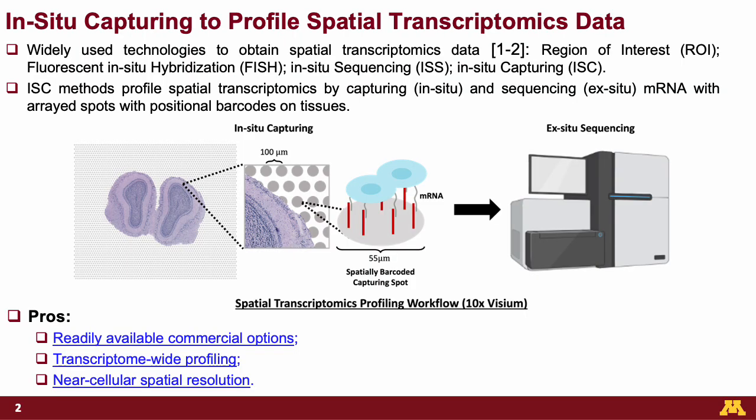As we know, in situ capturing is one of the spatial transcriptomic technologies. It overlays a grid of spots with unique positional barcodes over the tissue, and probes of each capturing spot can capture the mRNA transcripts from the cells overlapped with the spot, and the gene expression of the cells within each spot can be measured by existing sequencing technologies.